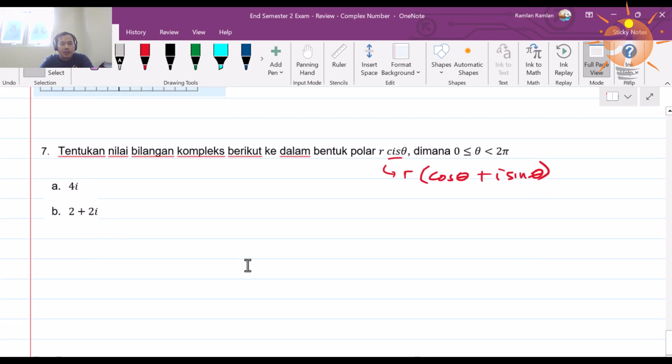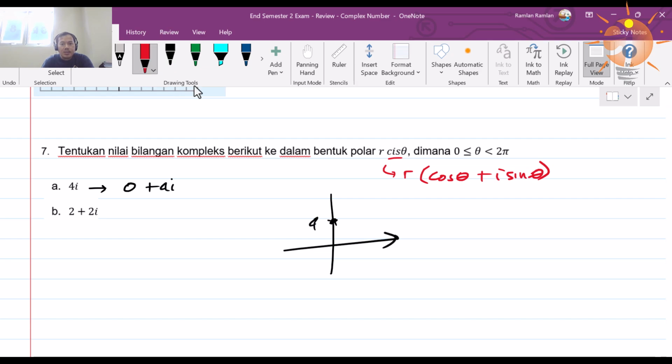Okay, now for example, here we have 4i. Can you see that we don't have any real part? So I can write it down as 0 plus 4i, right? So this is the real part and this is the imaginary part. If you draw it in the Argand diagram, it will be just here, right? This is 4.